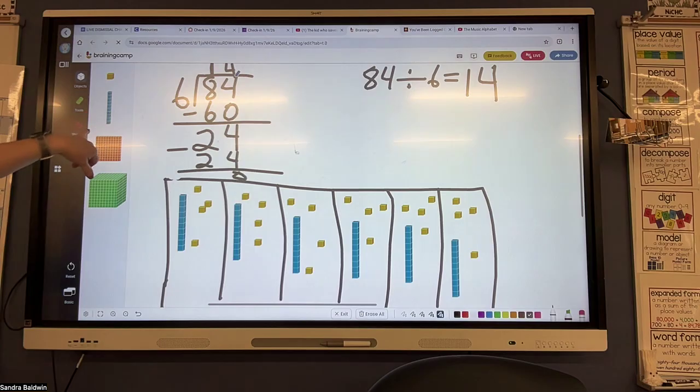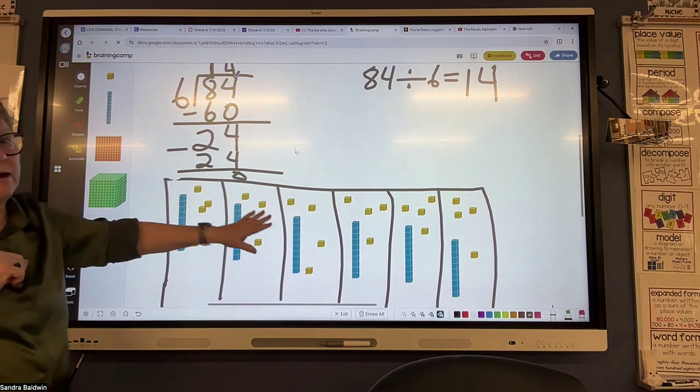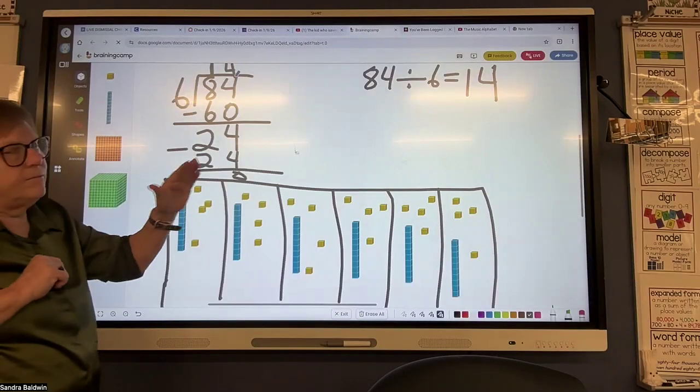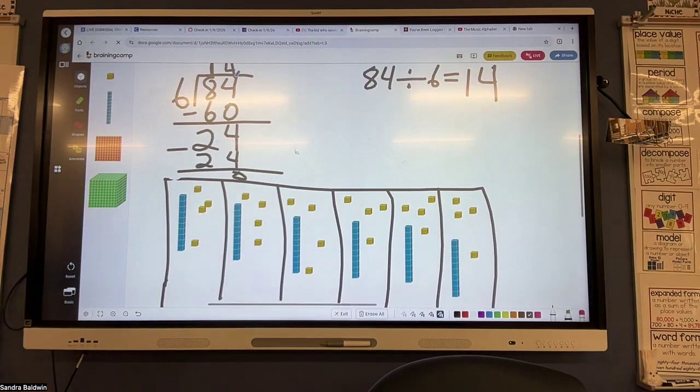That is a 4, not a 9. So you have 3 more problems to do. If you have access to Braining Camp, you can use this to help make sure you have the right quotient. You can also do like we practiced in class with the X's to make your groups, to make sure that you have the correct answer. Anyway, I hope this helps. Try the others on your own, and we'll talk about it tomorrow.